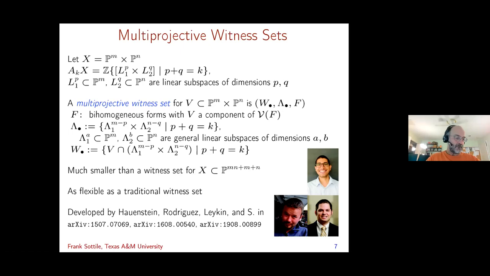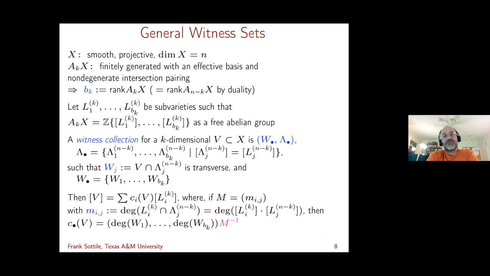Okay. So this slide is, I was going over this yesterday and it's somewhat incomprehensible. It's rather detailed. It's actually spelling out with indices, which is not very fun to watch, what actually a general witness set would be in the setting when you have some of these assumptions. So you have a smooth projective variety, and I'll take its dimension as n. And I suppose that the Chow groups are finitely generated with, well, I said an effective basis and a non-degenerate intersection pairing. I'll explain what those mean.